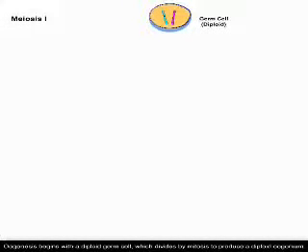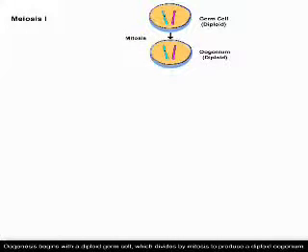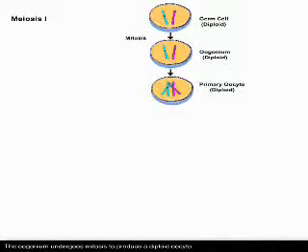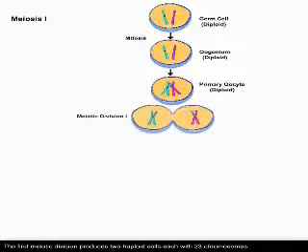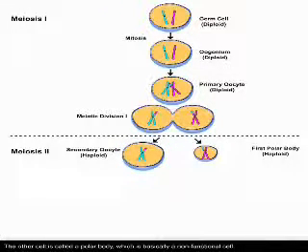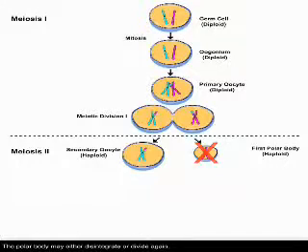Oogenesis begins with a diploid germ cell, which is divided by mitosis to produce a diploid oogonium. The oogonium undergoes mitosis to produce a diploid oocyte. The first meiotic division produces 2 haploid cells, each with 23 chromosomes. One of these cells, called the secondary oocyte, receives almost all of the cytoplasm. The other cell is called the polar body, which is basically a non-functional cell. The polar body may either disintegrate or divide again.